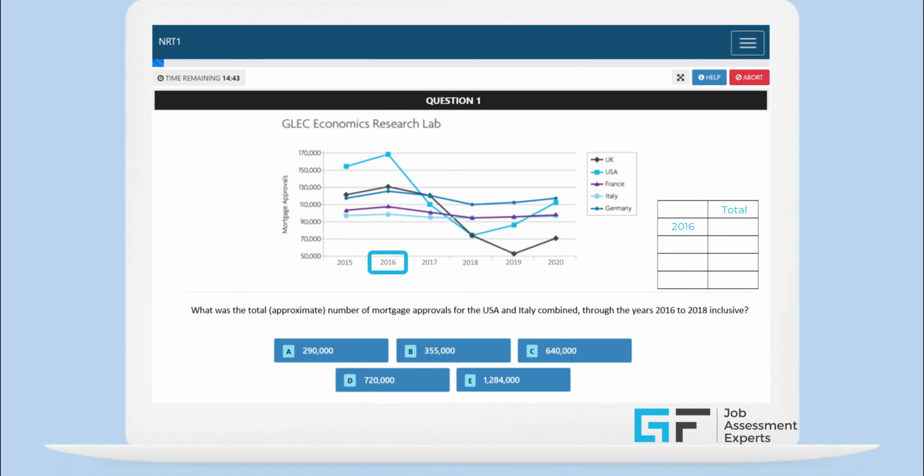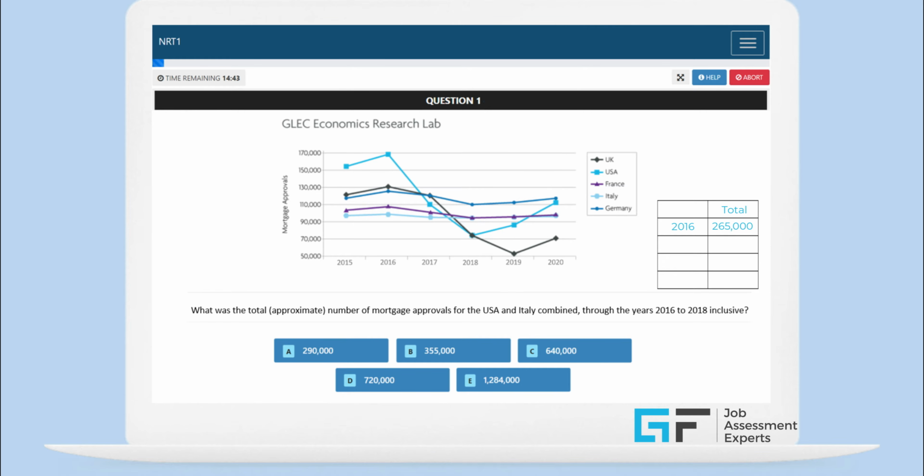In the graph, you can see that the USA had approximately 170,000 mortgage approvals and Italy had approximately 95,000 approvals that year. Therefore, to find the total number of mortgage approvals for 2016, we simply add these figures together, which comes to 265,000. This is the number of mortgage approvals for both countries for 2016. The question is asking also for the years 2017 and 2018.